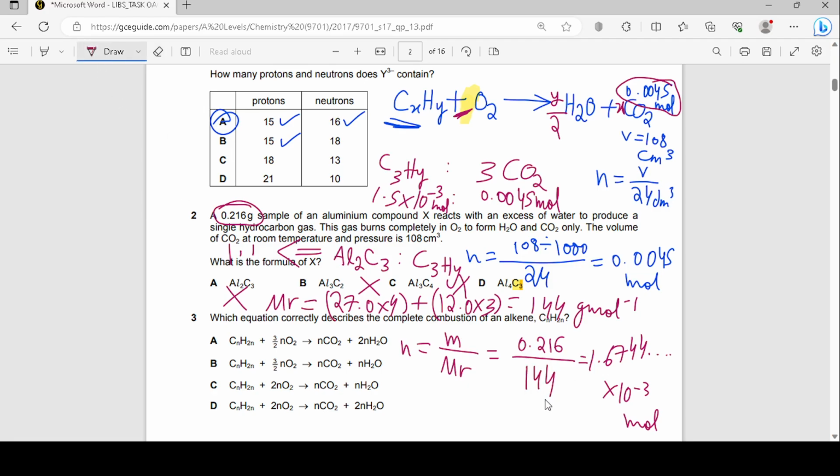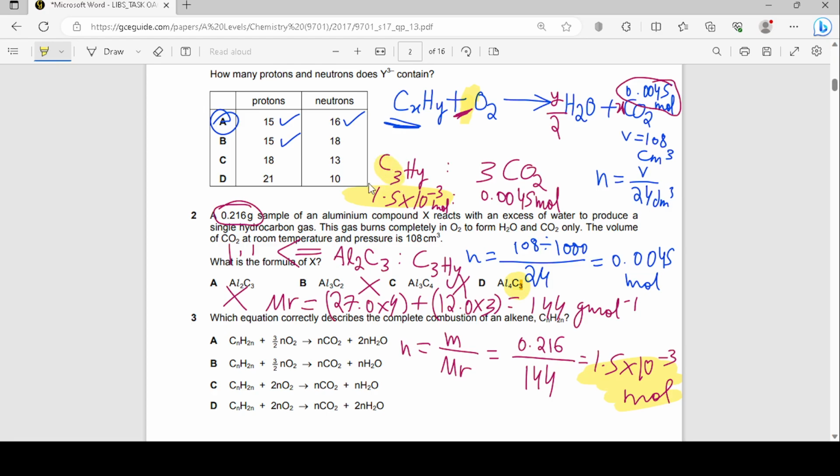So then you just take 0.216 over 144. Look at that, option D did turn out to be the correct answer, because what I'm getting on my calculator is 1.5 times 10 to the power of -3 moles. If you see here, the moles of C3Hy that I got is the same as the moles of Al4C3 I got, and it should be, because over here I have Al4C3 and over here I have C3Hy.